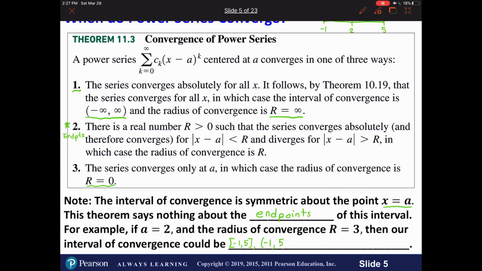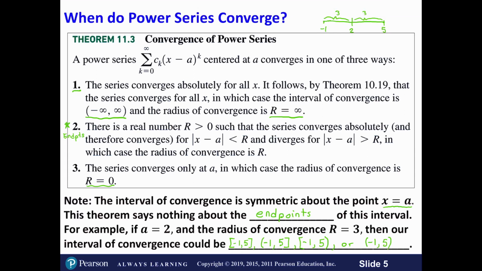Negative 1 to 5, including only the right endpoint. It could be negative 1 to 5, including only the left endpoint. Or it could be negative 1 to 5, including neither endpoint. So we don't know what happens at the endpoints using this theorem.